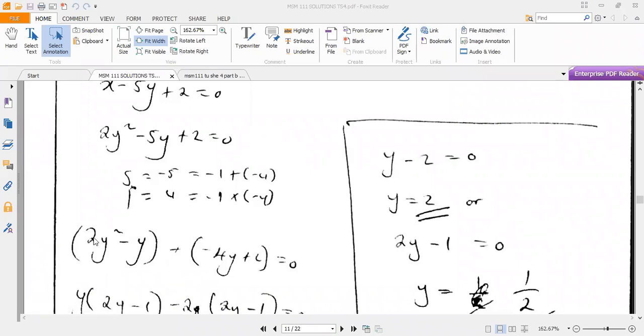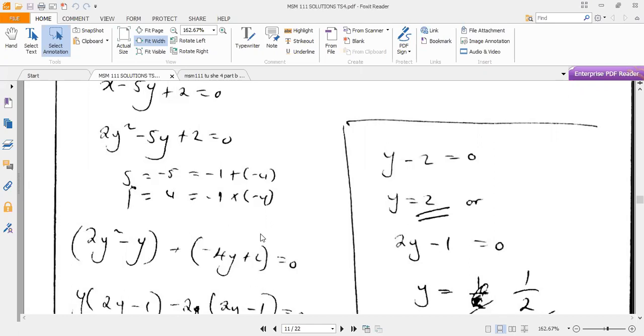So now we proceed. Here you're able to see that we are looking at the two factors, which are -1 and -4. These are the two factors. Now using that factorization method that you all know, you know how to manipulate these. So you have 2y squared minus y plus -4y plus 2.